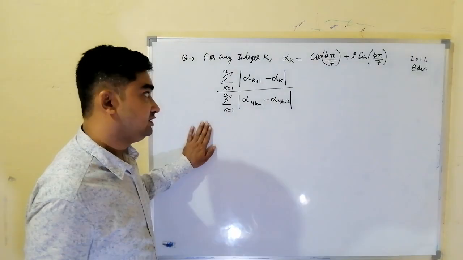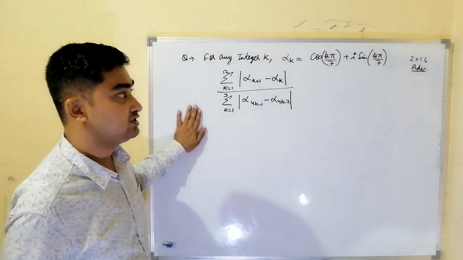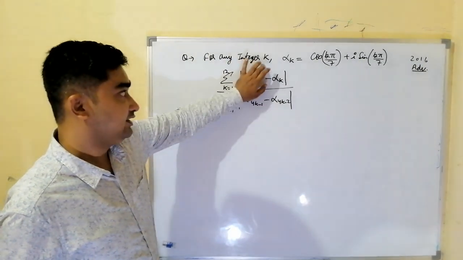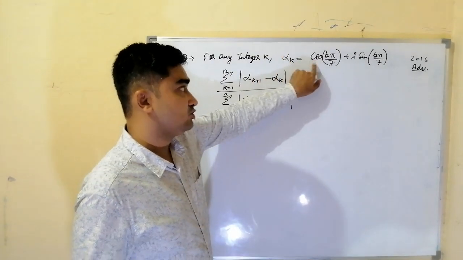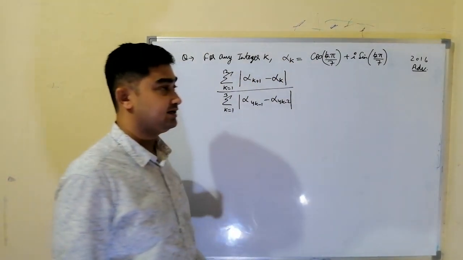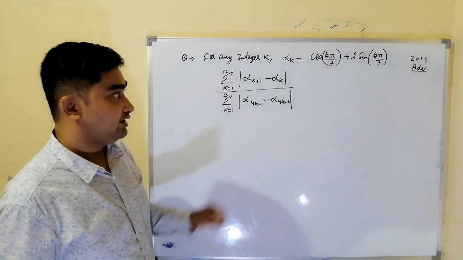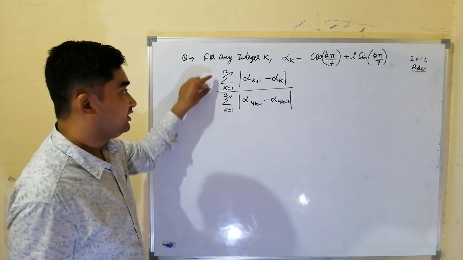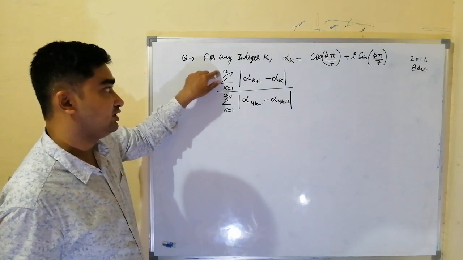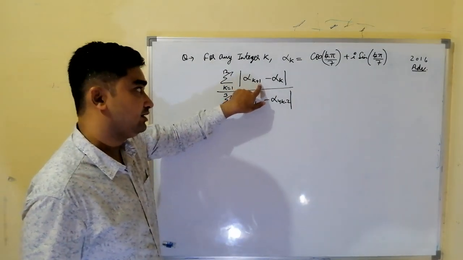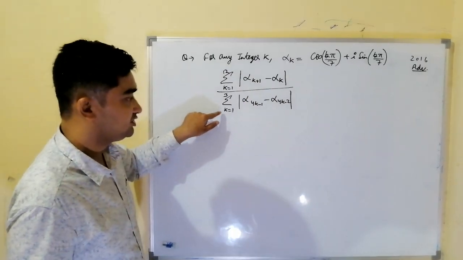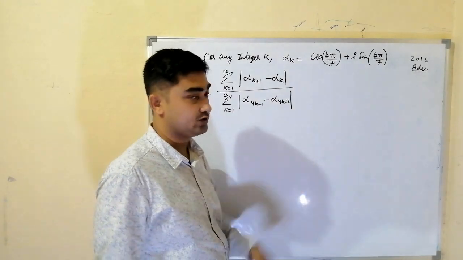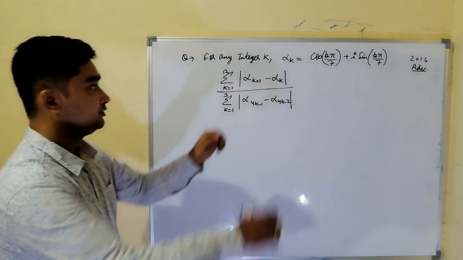The question I have written on the blackboard, it came in IIT Advanced 2016. In this problem we are given, for any integer k, alpha k is defined as cos k pi by 7 plus iota sin k pi by 7. So it is e power iota k pi by 7, where k is an integer, and we have to find the value of summation k is from 1 to 12 mod of alpha k plus 1 minus alpha k, divided by summation k is from 1 to 3 mod of alpha 4k minus 1 minus alpha 4k minus 2.